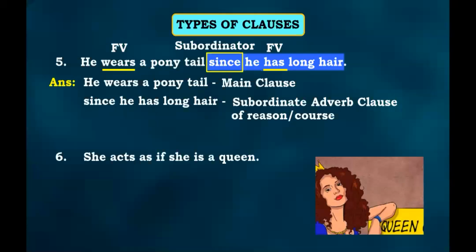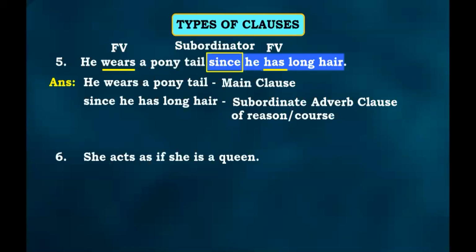She acts as if she's a queen. She acts as if she is a queen. She acts as if she is a queen of somewhere. Okay. Please pick out the two finite verbs and the subordinator. Very good. Acts and is are the two finite verbs.